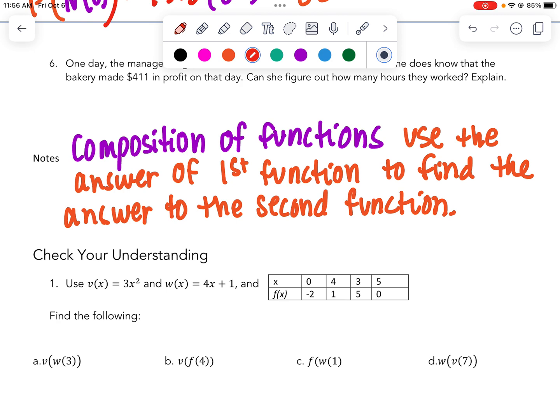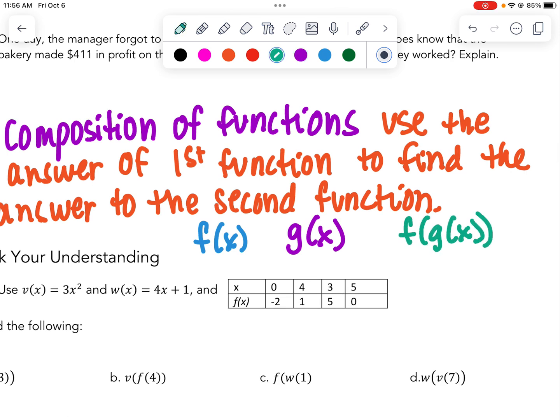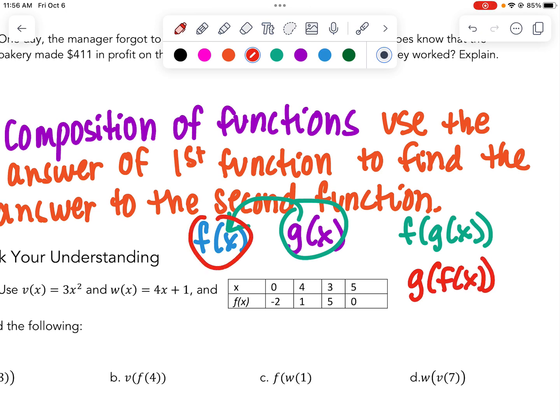So function notation, let's say we had two functions, f of x and g of x. When you do the composition of functions, I might ask you to find f of g of x, which just means find the answer to g of x and plug it in. Or I might ask you to find g of f of x, which means you find the answer for the first function and you plug it into the second function.